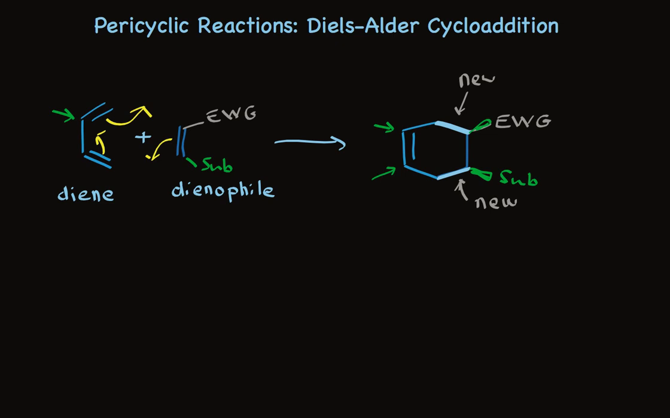So there you have it in a nutshell, the Diels-Alder cycloaddition. It's a 4+2 cycloaddition that has a diene partner and a dienophile partner. The structures of both can vary widely, so it's a very powerful tool for the synthesis of cyclohexenes.